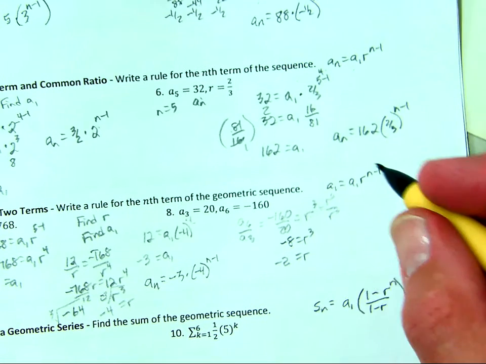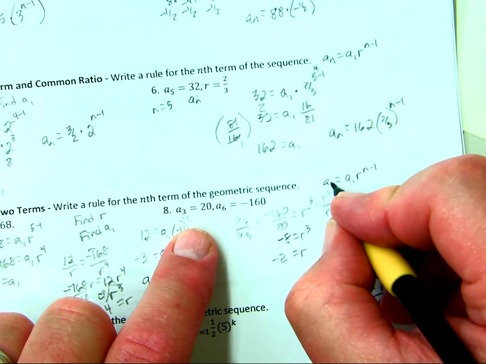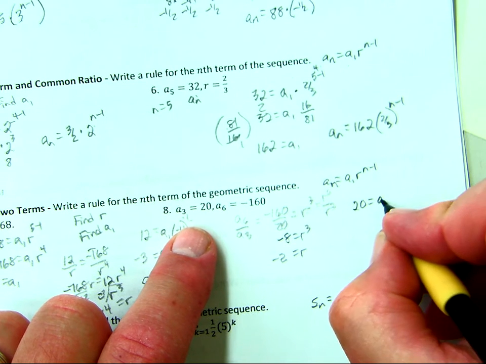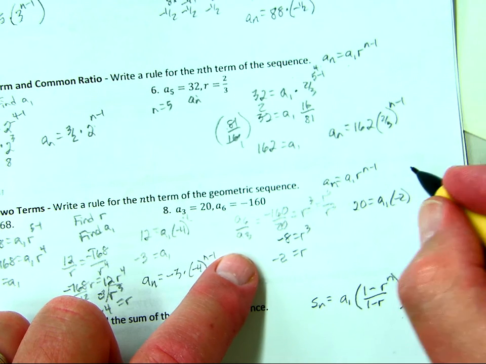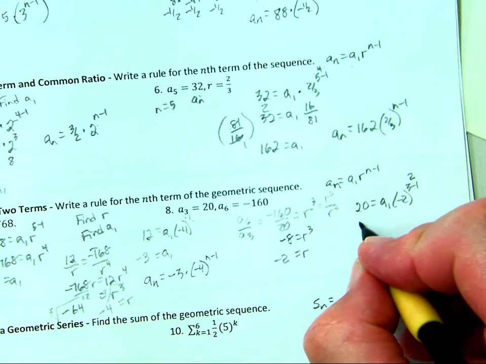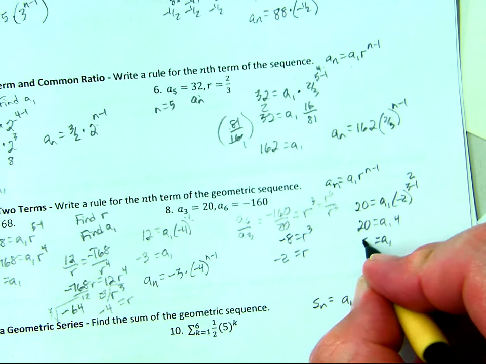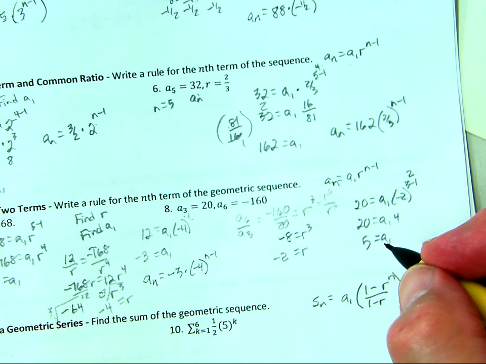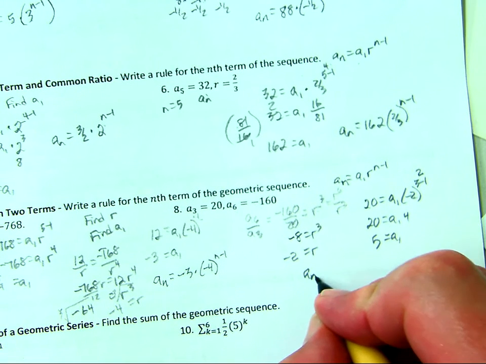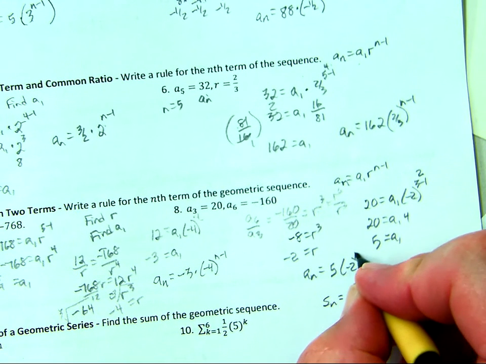So now we found r. We can go back to our formula and pick one. Let's say we pick this first one. We have a sub n, which is 20, equals a sub 1 times negative 2 to the n minus 1. Well, that'd be 3 minus 1. So 20 equals a sub 1, negative 2 squared is 4. So a sub 1 is 5. That's everything we need. So a sub n equals 5 times negative 2 to the n minus 1.